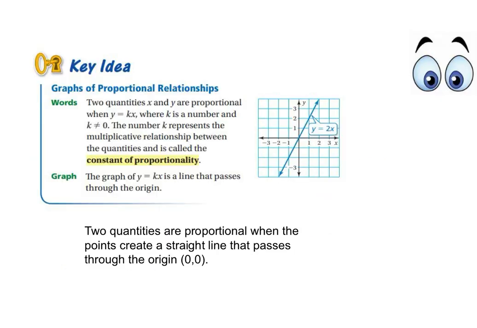Graphs of proportional relationships. Two quantities, x and y, are proportional when y equals k times x, where k is a number and k is not equal to 0. The number k represents the multiplicative relationship between the quantities and is called the constant of proportionality. The graph of y equals k times x is a line that passes through the origin. Two quantities are proportional when the points create a straight line that passes through the origin, point 0, 0. So this is your summary of what all that stuff up top said.